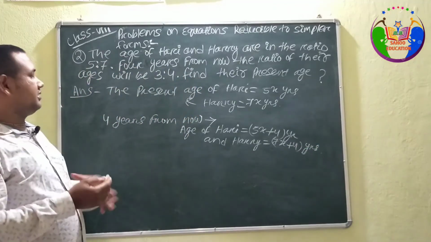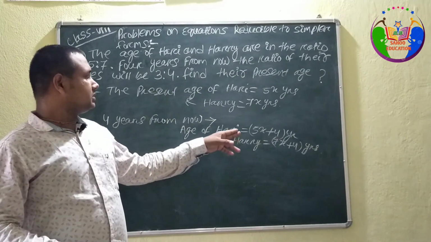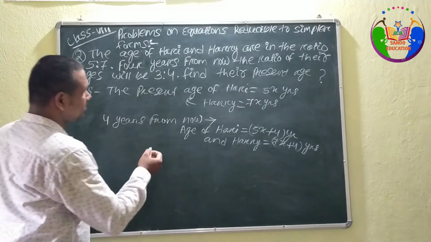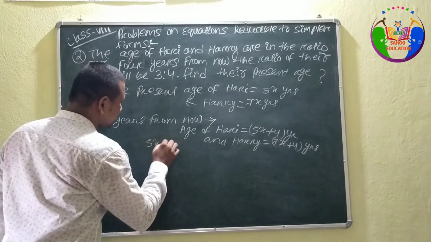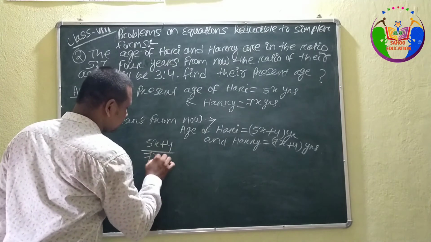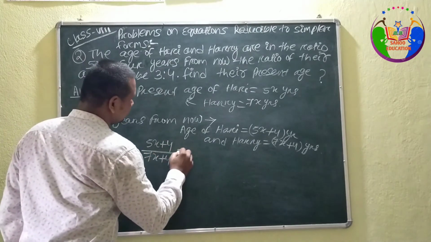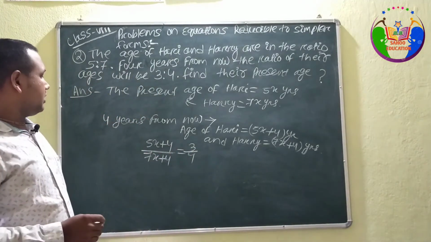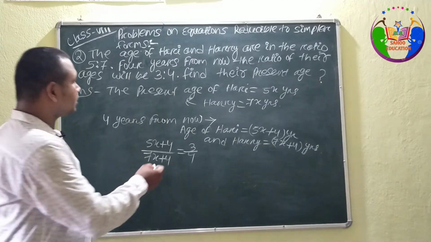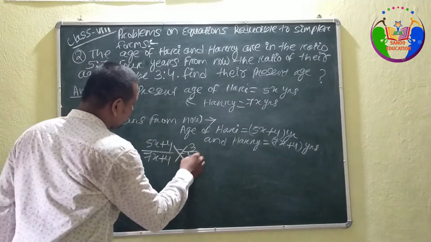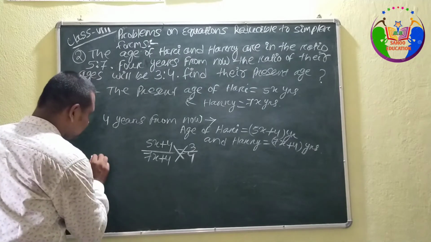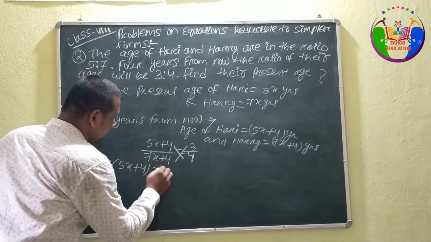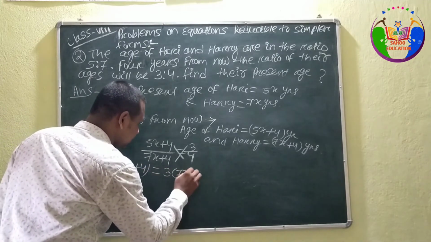And it's given after 4 years their ages will be in the ratio of 3:4. So we'll write 5x plus 4 divided by 7x plus 4 is equal to 3/4. Now we'll reduce this equation to the simpler form by cross multiplying. So we'll multiply here 4 with 5x plus 4 and 3 with 7x plus 4.